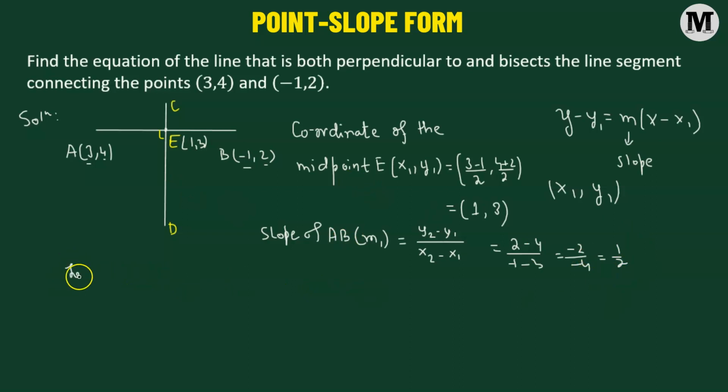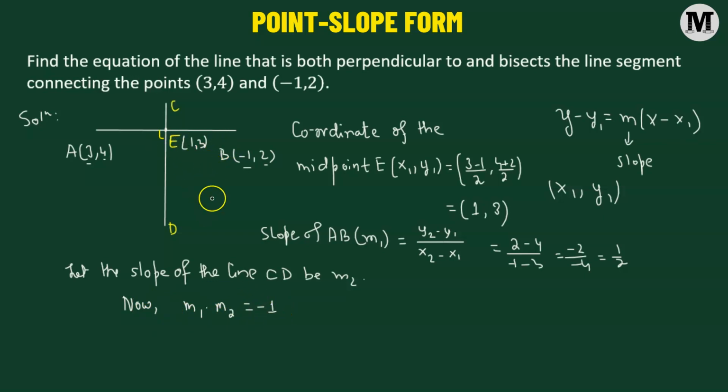Now, we'll suppose that the slope of the line CD is denoted by M2. We'll be using the fact that the product of the slopes of the two lines, that means the product of M1 and M2, should be equal to -1 because the two lines are perpendicular to each other. This is by definition. Because M1 is 1/2, we have 1/2 multiplied by M2 equals -1. This implies that M2 is -2, which means that the slope of line CD is -2, and CD passes through the point (1, 3).